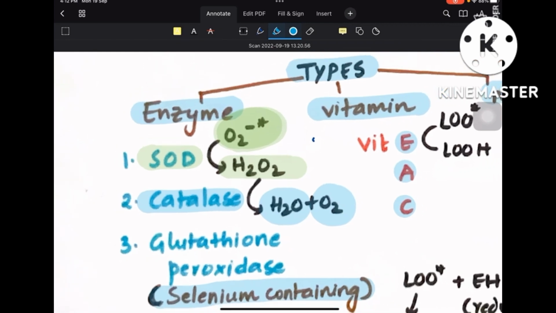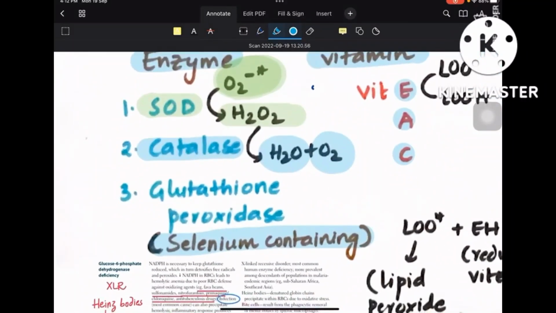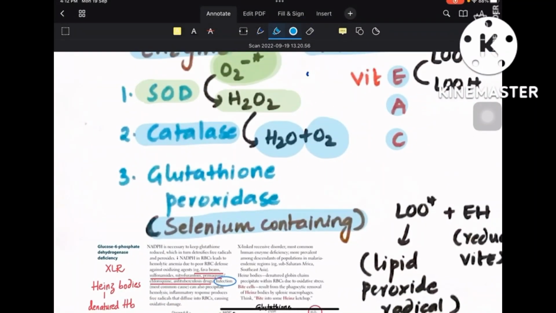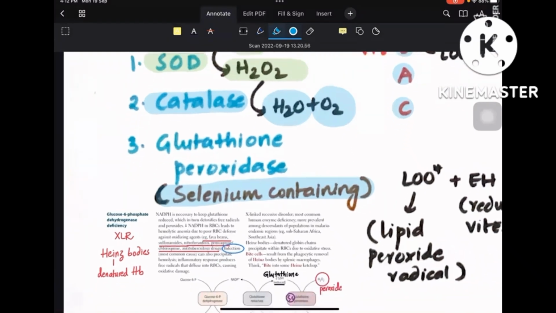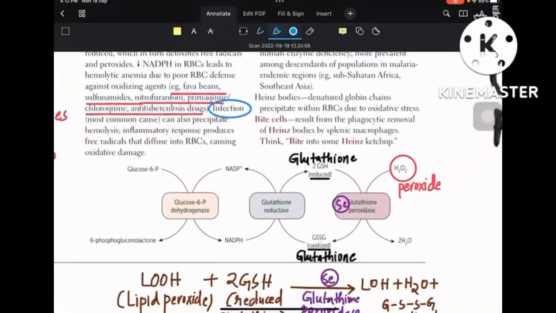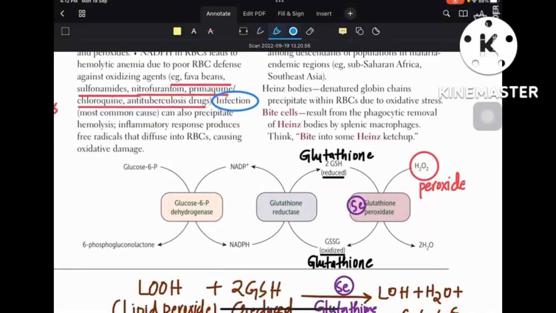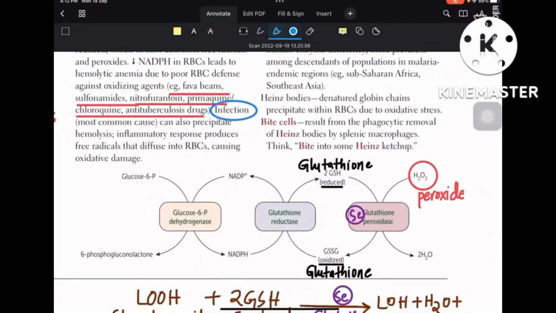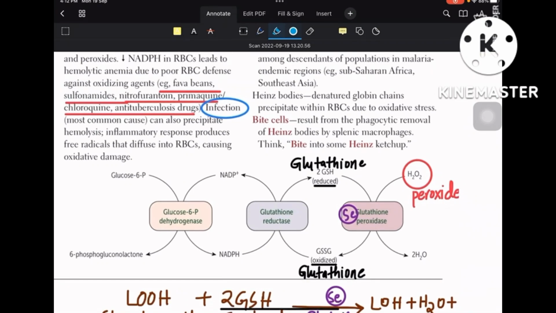Glutathione peroxidase has to be discussed in detail, guys, because you get many questions on it and it is the most important scavenging mechanism of free radicals. It is a selenium containing enzyme, and you have this cycle here which explains exactly how glutathione peroxidase acts and what elements are needed for this cycle to run. Firstly, glutathione peroxidase converts this hydrogen peroxide free radical into water, right? In order to convert hydrogen peroxide to water, glutathione peroxidase requires the reduced form of glutathione, guys.